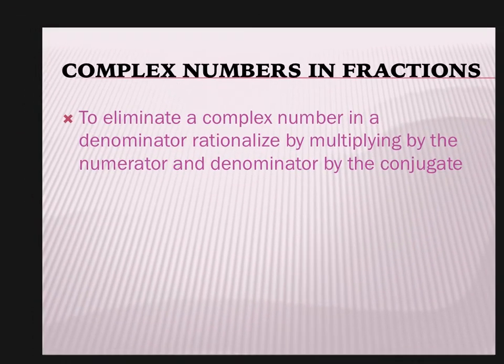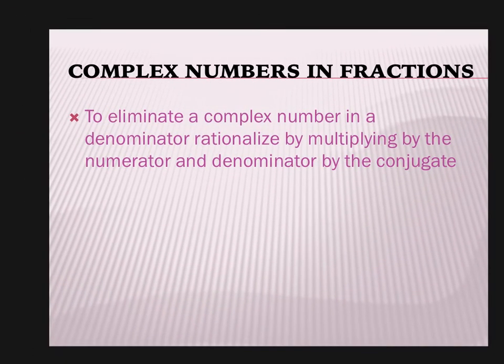All right, so we're baby stepping into this. Complex numbers and fractions. So to eliminate a complex number in the denominator, you're going to rationalize the fraction by multiplying both the top and the bottom of the fraction by the conjugate. So you can't have an i in the denominator because that means that you have a square root of a negative number in the denominator, and we know we can't keep a square root in the denominator, so we have to rationalize it. And you do that by multiplying both the top and the bottom, or numerator and denominator, by the conjugate of the denominator.